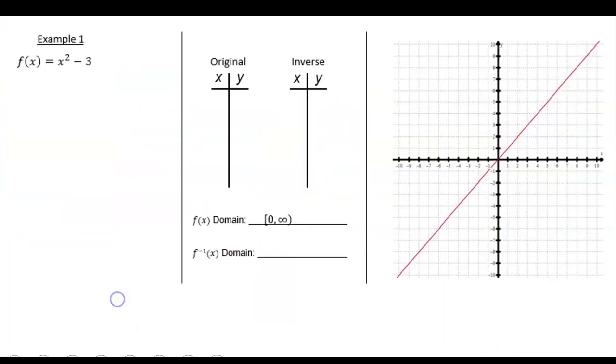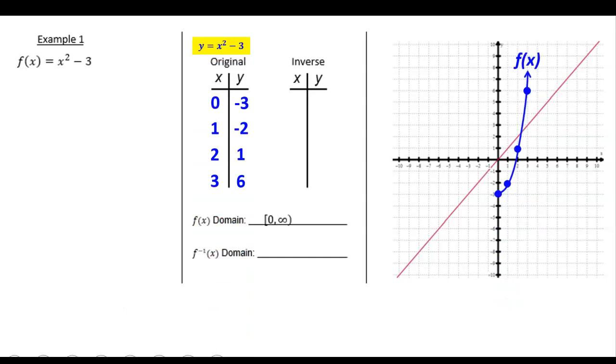Here we go. So our original table looks like this: 0, negative 3, 1, negative 2, 2, 1, and 3, 6. Let's write that down. You know how to get it, right? Calculator, Control T, table. Okay. Then, can't you plot those points off to the side here? Let's go ahead and do that too. We've got the table, plot the points.